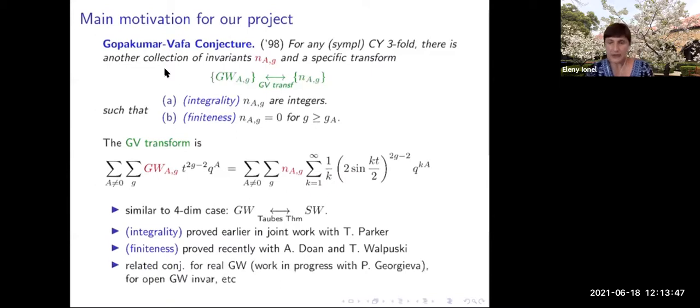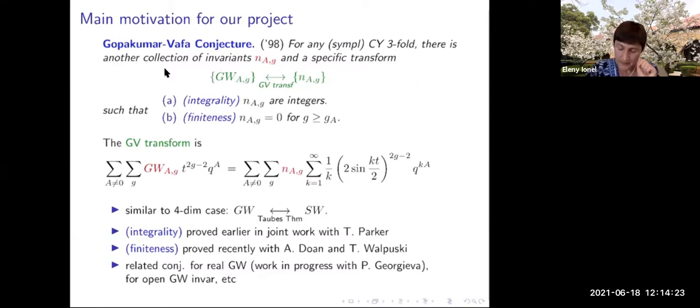And I should also mention that there are related conjectures of the same sort for other types of Gromov-Witten invariants of threefolds. For example, for real Gromov-Witten invariants, in other words, counting holomorphic curves invariant under an anti-symplectic involution or a complex conjugation. This is joint work in progress with Penka Georgieva. I know for sure she gave a talk earlier this year about part of that project in this seminar. There are many parts involved in proving this, but she gave a talk.